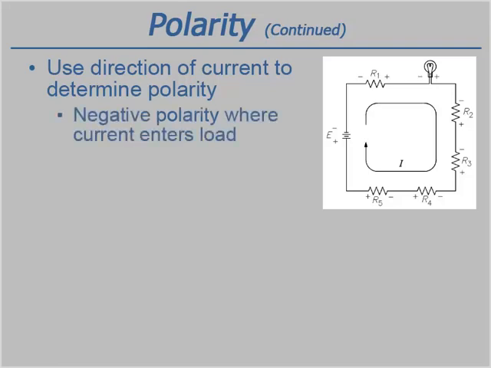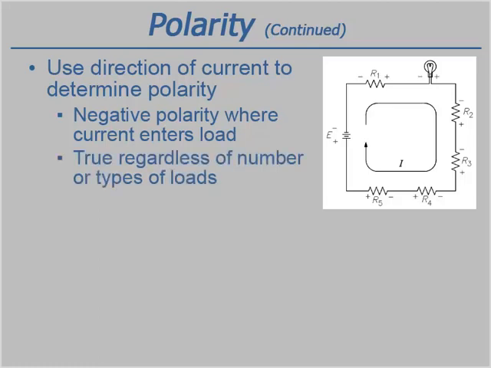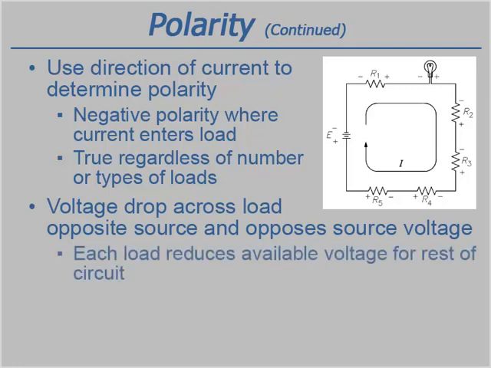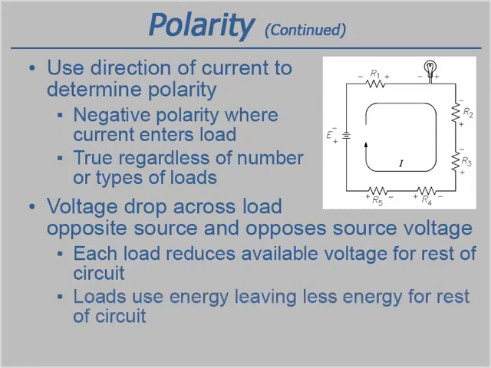Where the electron current enters the load, the voltage is negative. This holds true regardless of the number or type of loads in the circuit. The voltage drop across a load is opposite to that of the source. Each load voltage drop opposes the source voltage and reduces the available voltage for the other loads. This is because each load uses energy, thereby leaving less energy for other loads.